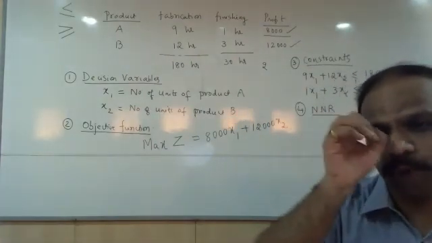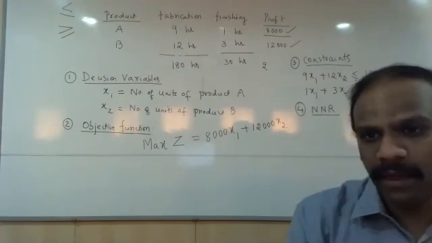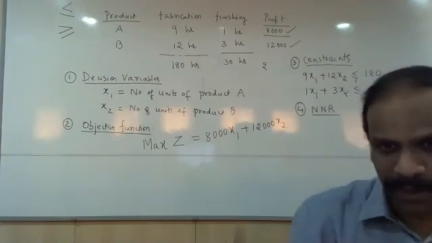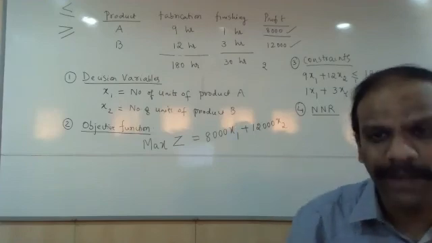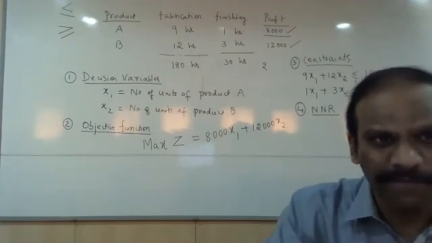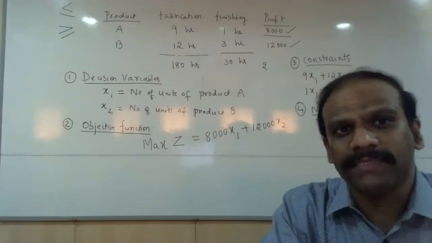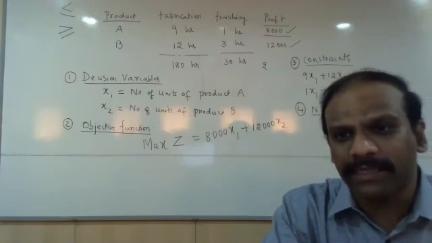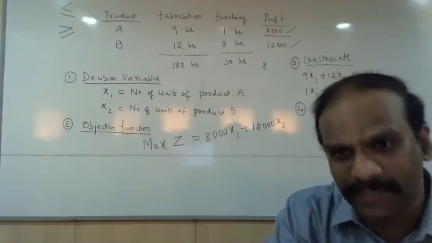Whenever we solve any problem in LPP, the final answers, or whatever results you get or variables you get, cannot be negative. So if I say you manufacture minus 10 units of A and minus 20 units of B, does it make any sense?